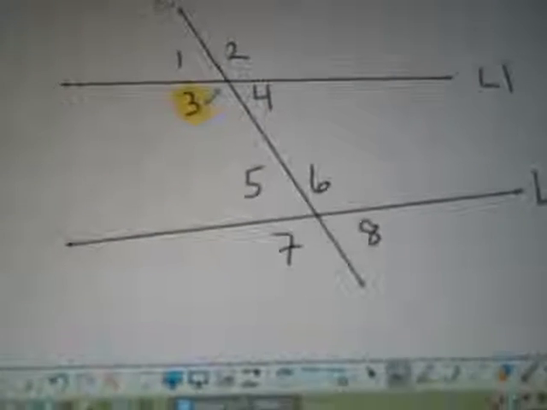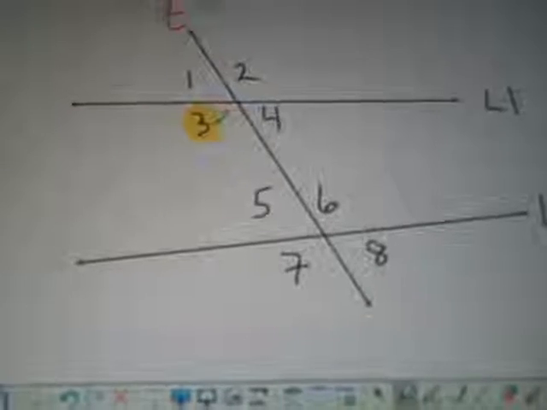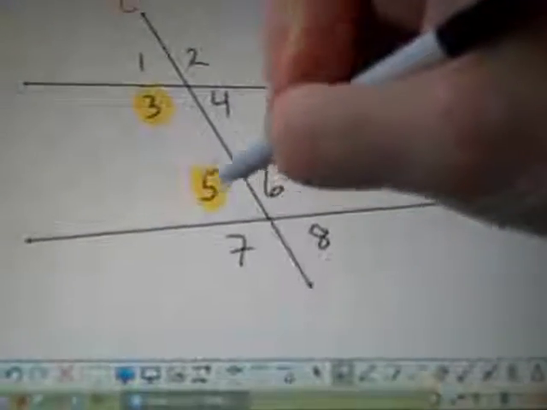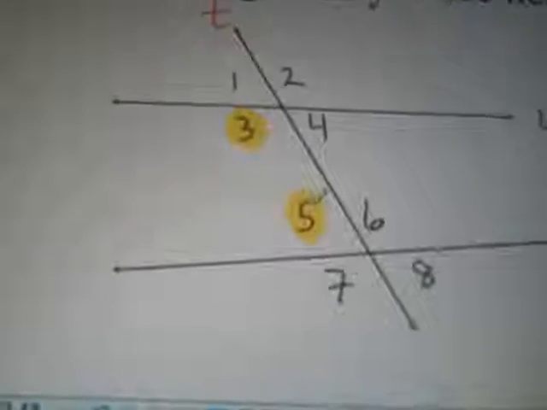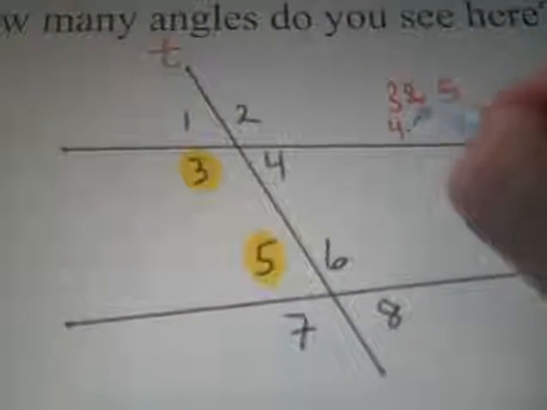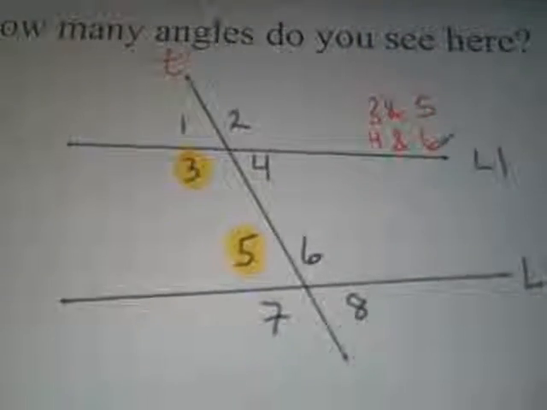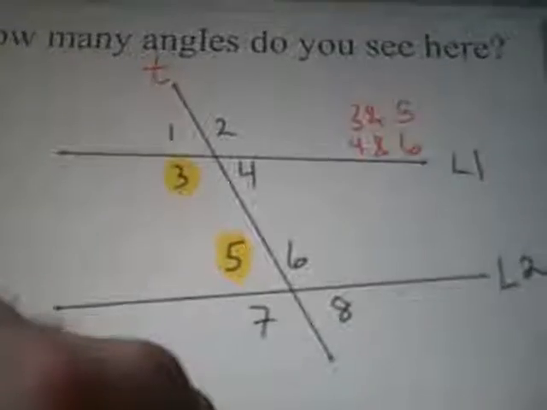So what would be a same side or consecutive interior angle to 3? Well, same side of the transversal. There it is. It's 5. So 3 and 5. And our other set would be 4 and 6. Okay, so those are our same side interiors.